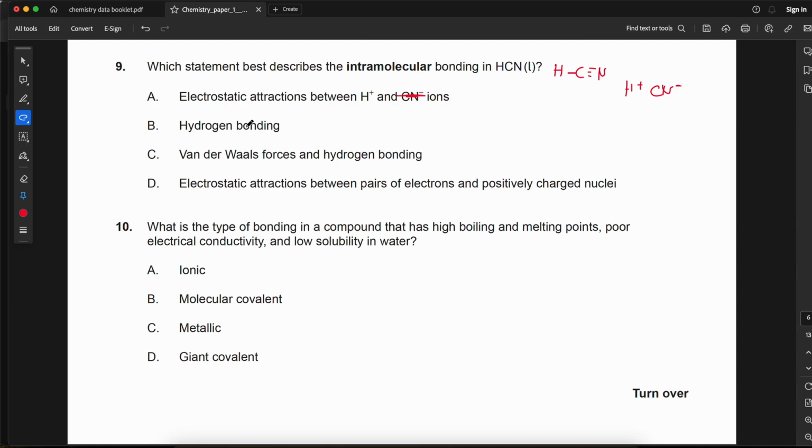Hydrogen bonding: hydrogen bonding is between H and N, but here H is with C, so it's not hydrogen bonding. Hydrogen bonding should be a direct bond between H and N. The third one, van der Waals forces and hydrogen bonding. There is no hydrogen bonding, so of course it's D. Electrostatic attraction between pairs of electrons. Of course, pairs of electrons is the covalent bond.